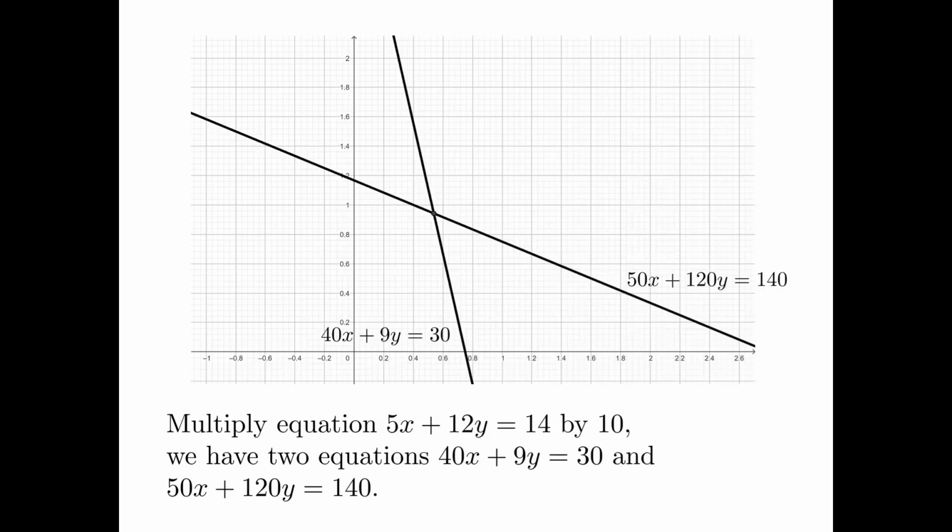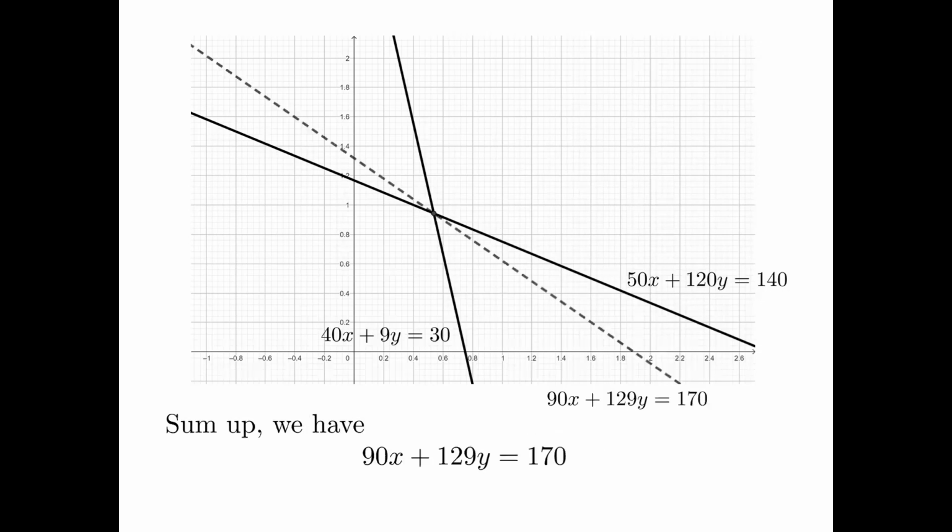If we multiply the second equation by 10, we get 50x plus 120y equals 140. The first equation is kept unchanged. The two lines are exactly the same as the previous ones. What would happen if we add them up? Summing up, we get 19x plus 129y equals 170. This is a different line.